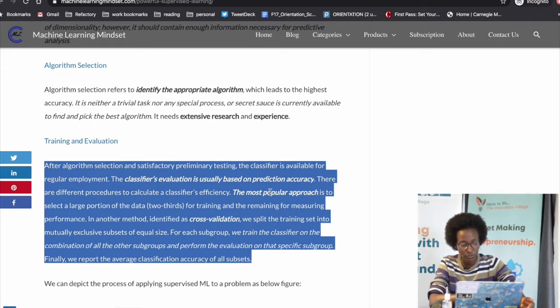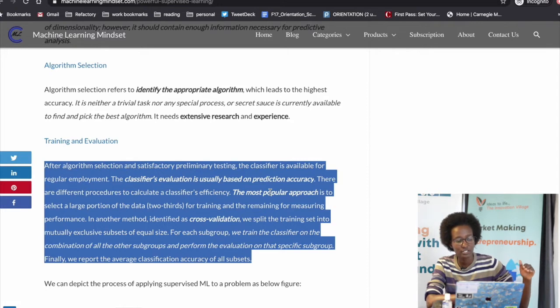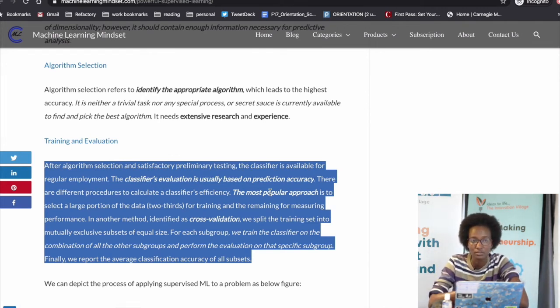We're going to train that model using the training data, and then we're also going to leave... Actually, what they say is that you select a large portion of the data, usually 2/3, and you use that to train. And then the other third, you use it to test. Just generally, how is your model performing?